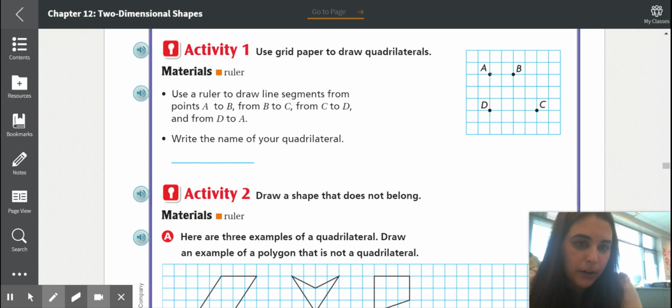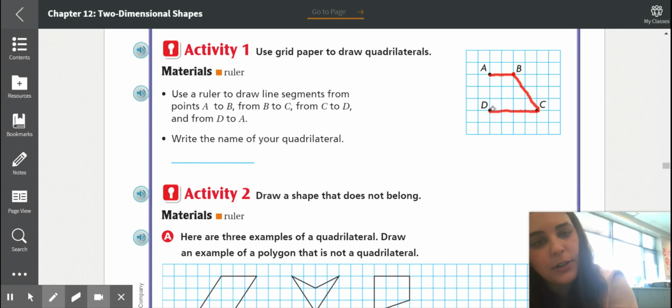So in our book, we're going to draw a line from A to B, and then from B to C. I'm going to do my best to just draw a straight line from B to C, and from C to D, and from D to A.